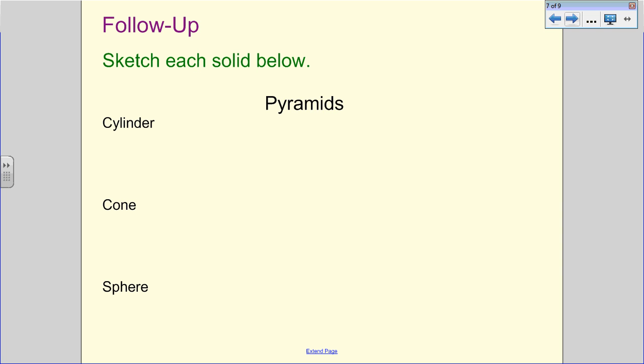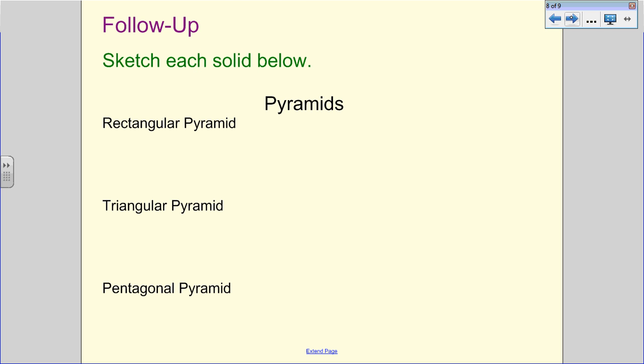When we take a look at pyramids, remember pyramids, my pages are a little out of order. Pyramids just mean that there is one base. So we're going to have a rectangular pyramid, which means we have one rectangle. And from each of those corners comes an edge up to a vertex.